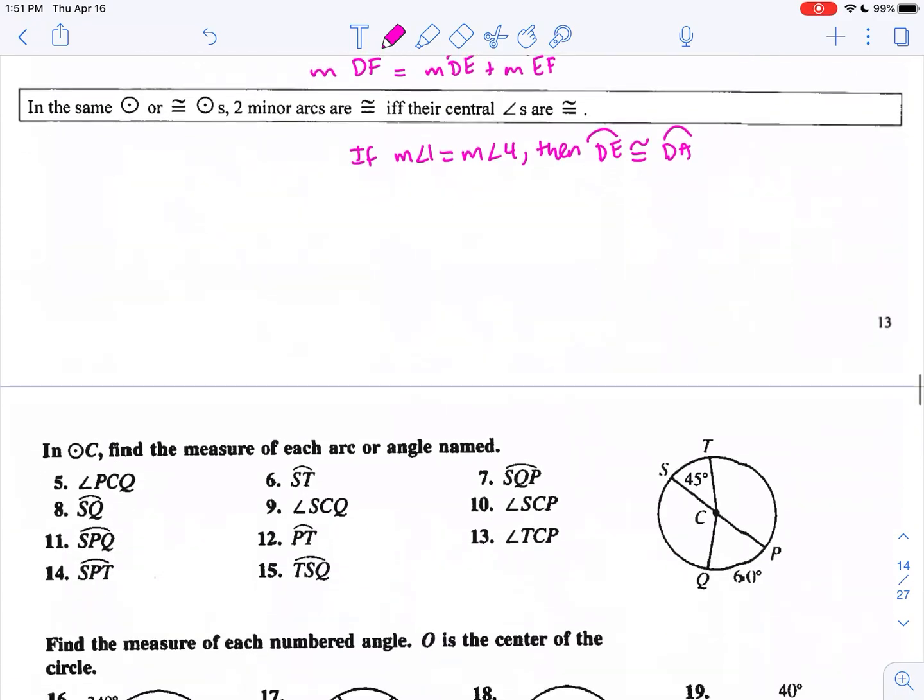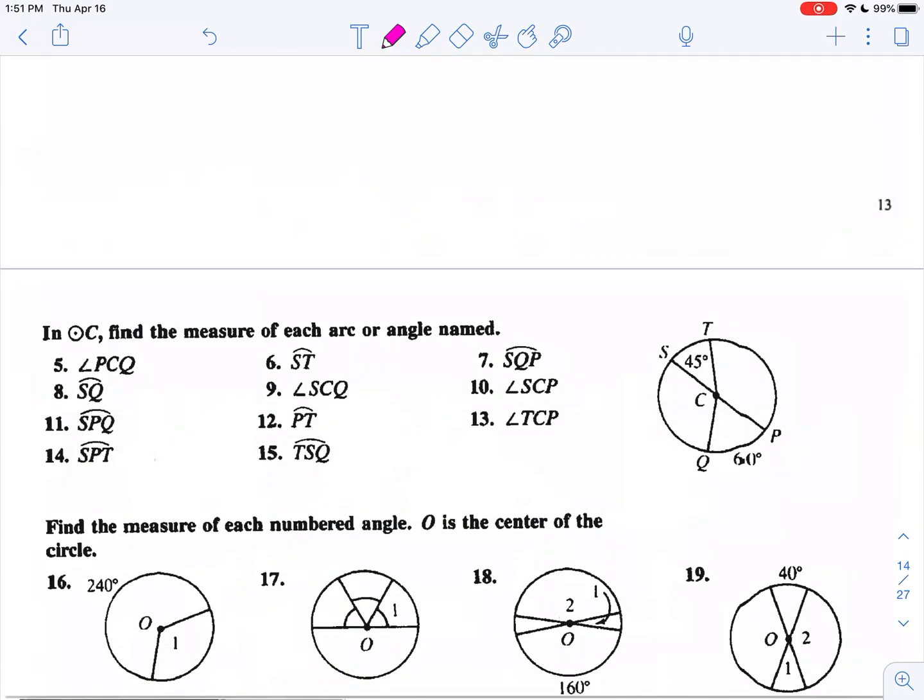Okay, so on to the next page. I'm going to do a few examples and then have you guys go ahead and try the rest and then just check your answers. So for the first one, we are given circle C, find the measure of each arc.